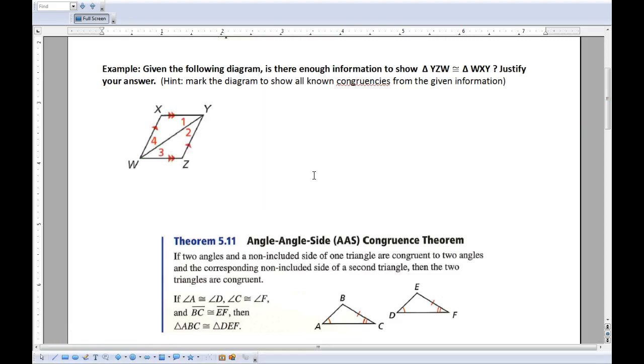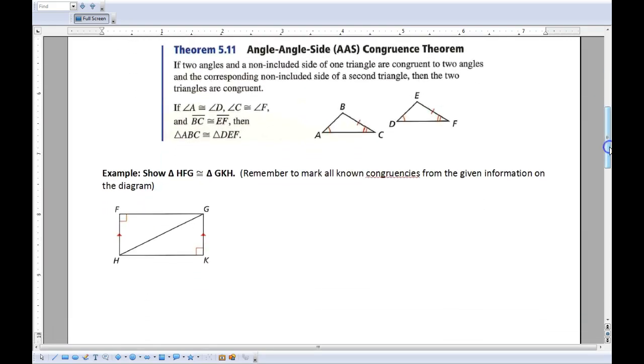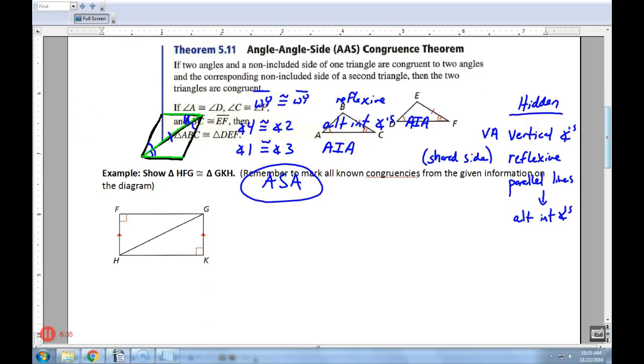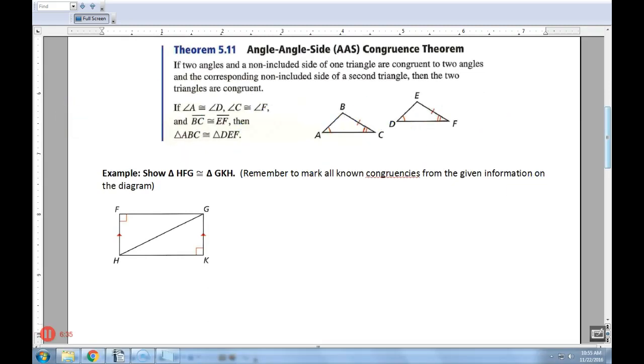Alright, moving down to the next example, theorem 5.11. This is the angle, angle, side congruence theorem. Angle, angle, side. So this one says, basically as long as I have any two angles and a non-included side, just some random side somewhere else, that they're also congruent. And when I look at my picture, I have two angles, and instead of having the side in between, I just have a random side up here. So this is an example of AAS.